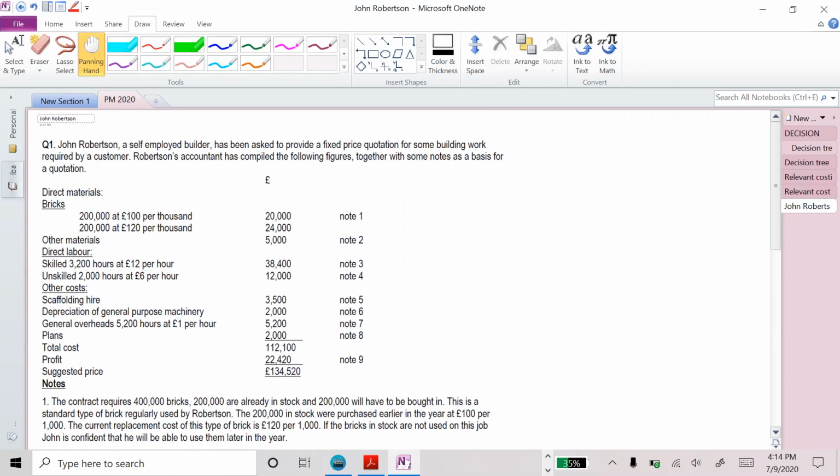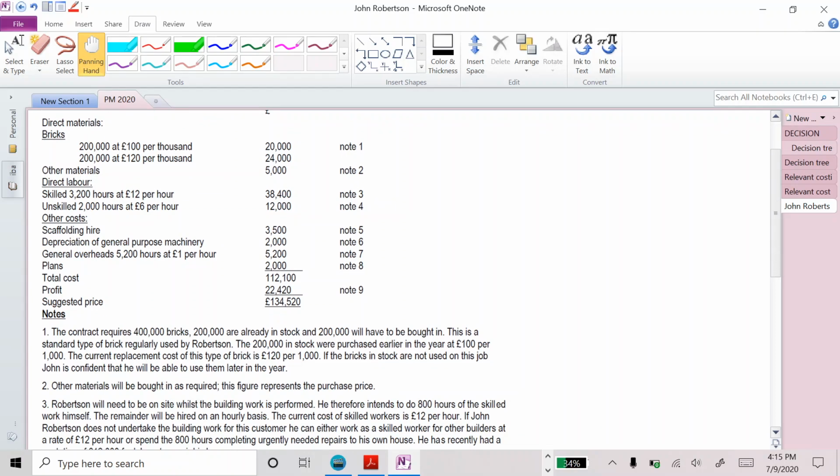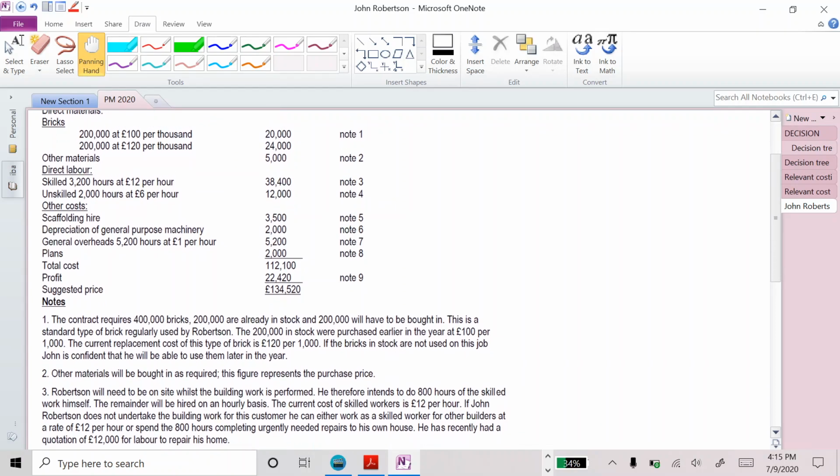So let's begin this question. John Robertson, a self-employed builder, has been asked to provide a fixed price quotation for some building work required by a customer. Robertson's accountant has compiled the following figures together with some notes as a basis for the quotation. Now these are a few costs which have been prepared by the accountant.